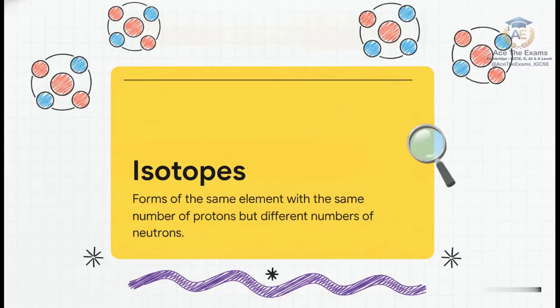Now we hit a classic Cambridge trap, terminology. Nucleon number versus proton number. The proton number is the absolute strict identity of an element.